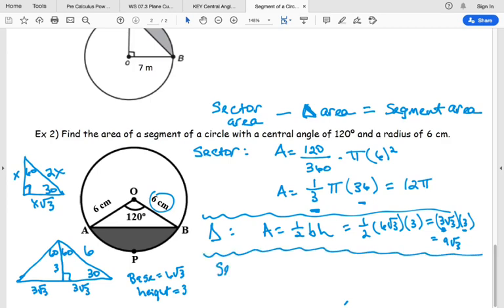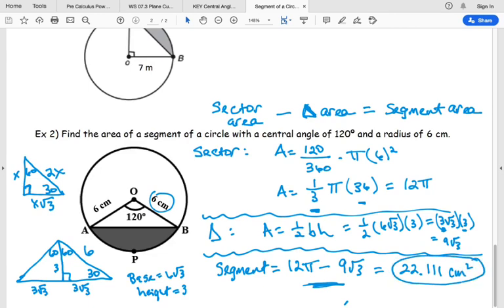Now to get the segment, you're going to do the sector area, which was 12 pi, minus the triangle area, which is 9 square root of 3. So that's an exact answer. Again, on your quiz, you're going to be asked to put it in a decimal form, so I'm going to type that in my calculator. 12 pi minus 9 square root of 3, which is 22.111 centimeters squared. And that's your answer. So that's how you find the segment area of a circle. Thanks, y'all.